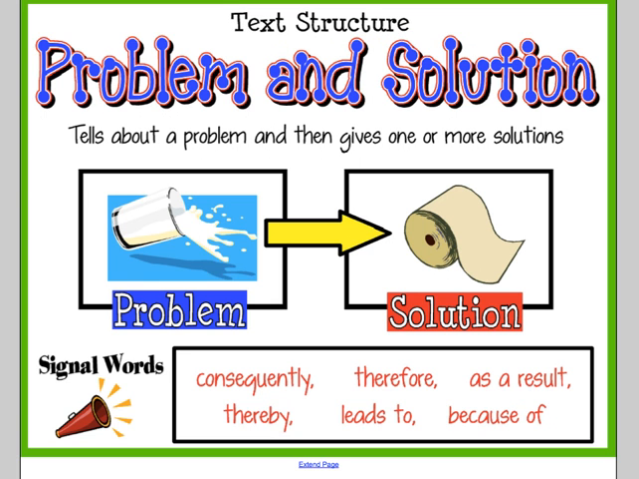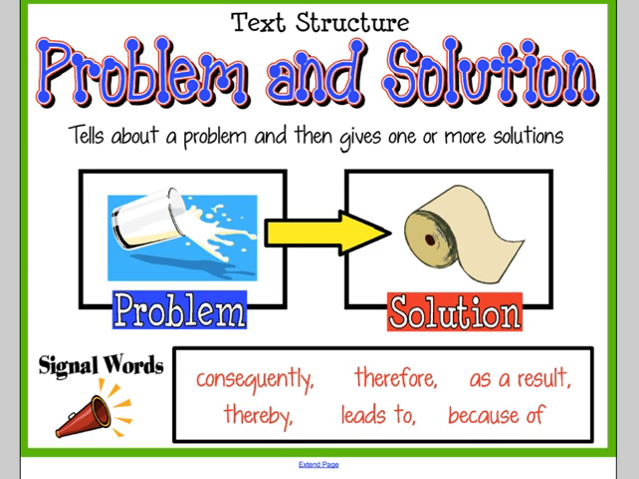Next up, problem and solution. I like this one a lot. It tells about a problem and then gives one or sometimes even more than one solution. So here you can see the problem is spilt milk and the solution is paper towels. In a writing piece, it might be that the problem was a big hurricane came and made a big disaster of a town. And the solution is the Red Cross showed up and they helped the town out.